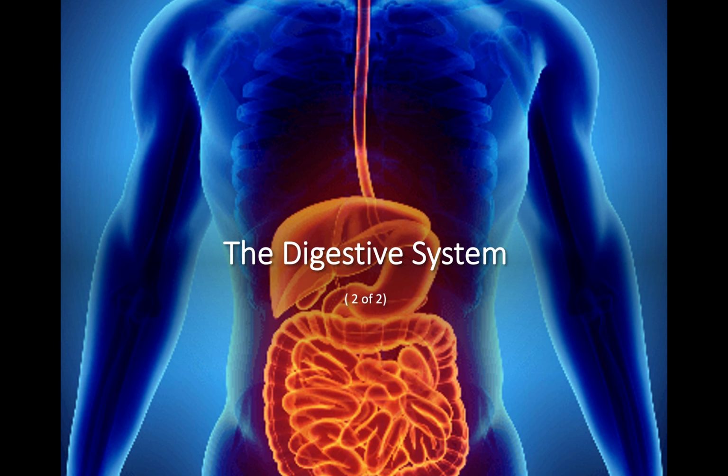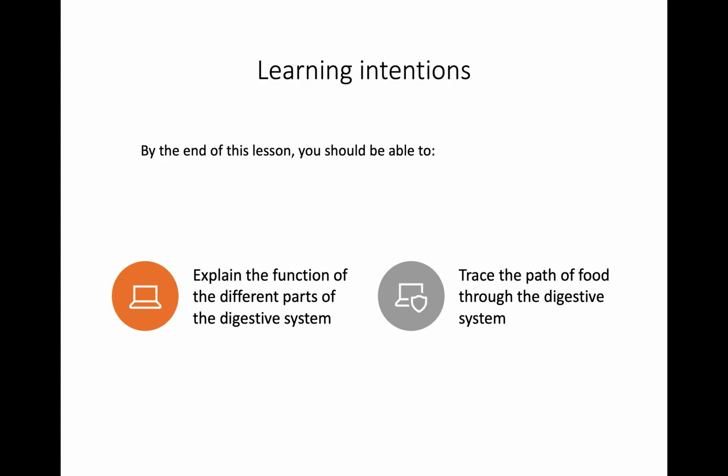Second and final lesson on the digestive system. So learning intentions for today. By the end of this lesson, you should be able to explain the function of the different parts of the digestive system and trace the path of food through the digestive system.